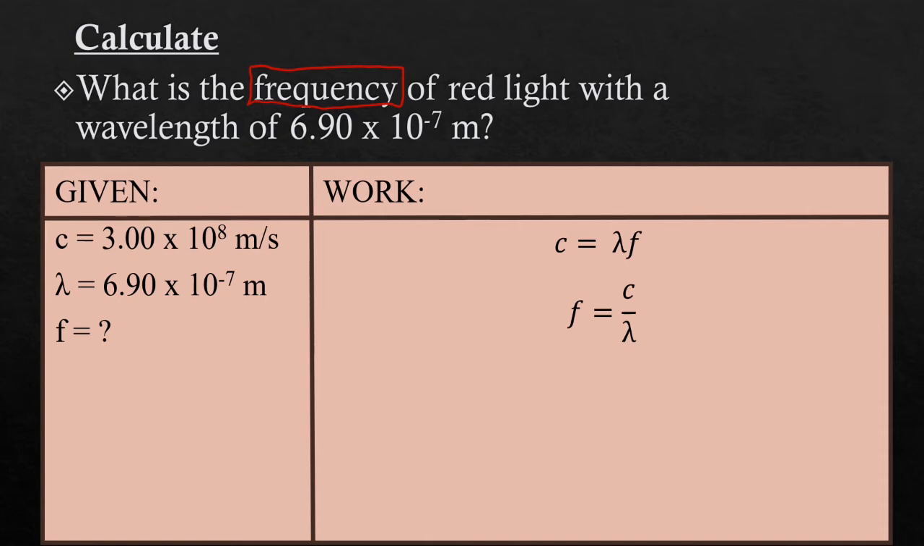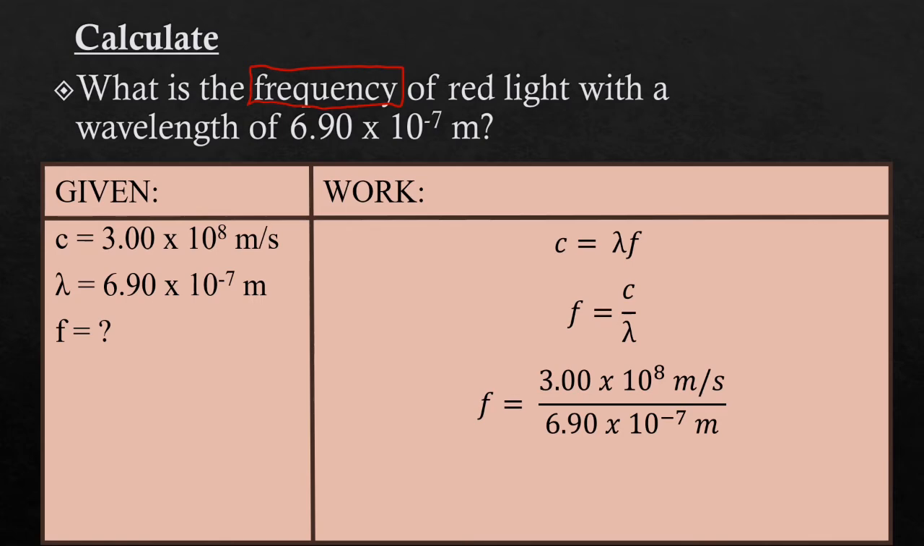Once I have that variable isolated, I'm going to plug in the numbers. So c was 3 times 10 to the 8, and wavelength was 6.90 times 10 to the negative 7. Meters cancel out, so I'm in the inverse second as my unit. I divide the two numbers and I get this value here. But you might be asking, Mr. Tran, how do I know how to round?